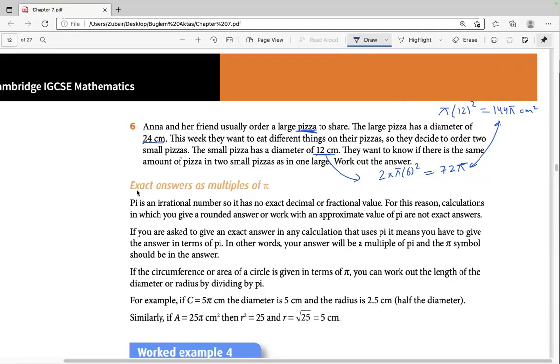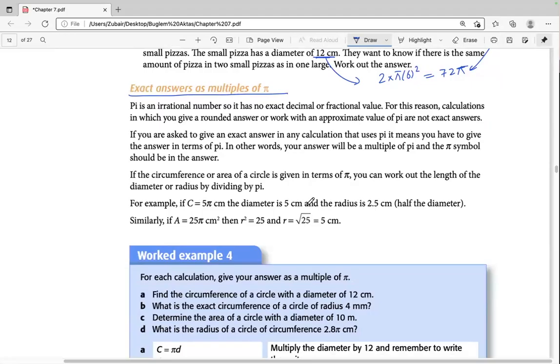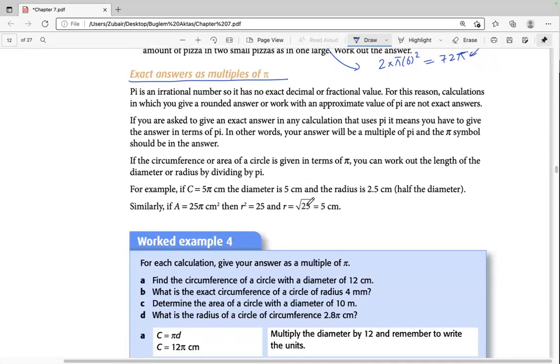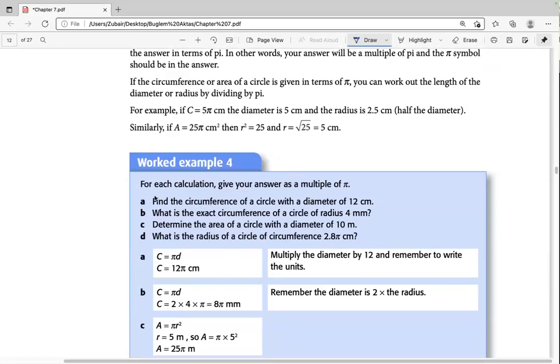Okay. Now it says exact answers as multiples of pi. That would definitely be given in the question if the exam question requires so. So we are not changing that pi and using it as it is. For example, for each calculation, give your answer as a multiple of pi. Find the circumference of a circle with diameter 12. Diameter is 12, so circumference is equal to 2 pi r. Radius is 6. That is 12 pi.